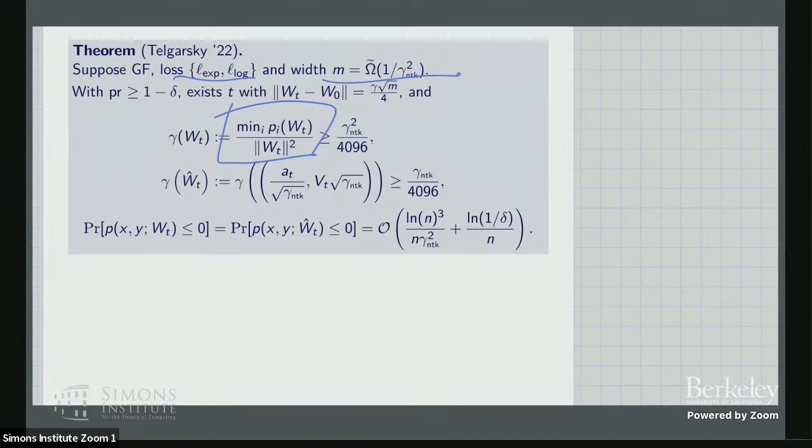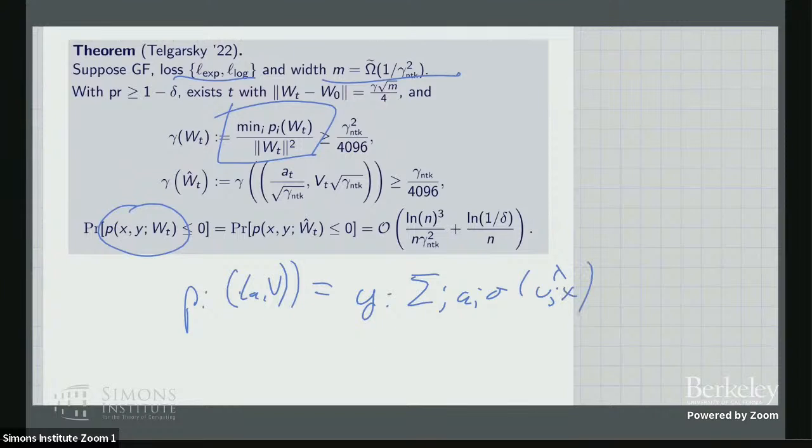Sorry, what's pi in the definition? Oh my goodness. Yeah, so this quantity here. If it's the tuple A comma B, this is the unnormalized margin, so sum over j of a_j sigma of b_j transpose x. And W is the concatenation of A and B. Yeah, I apologize for all of this stuff.